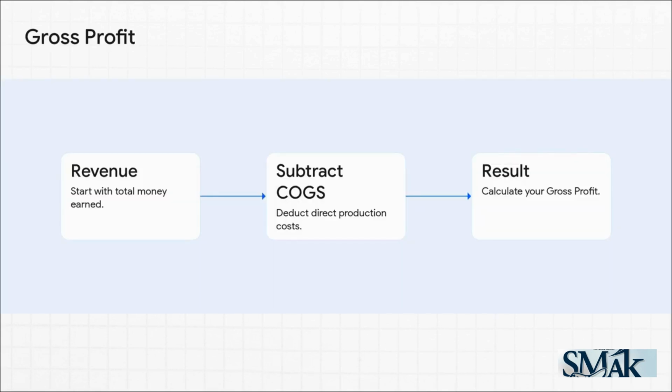All right, so we have our revenue. What next? Well, we hit our first big deduction, the cost of goods sold, or COGS. These are the direct, totally unavoidable costs of actually making your product. If you're building furniture, this is the wood and the wages for the carpenters. Take your revenue, subtract those direct costs, and boom, you're left with your gross profit.